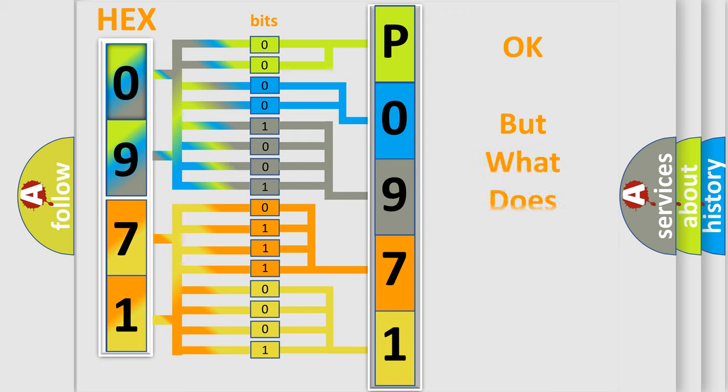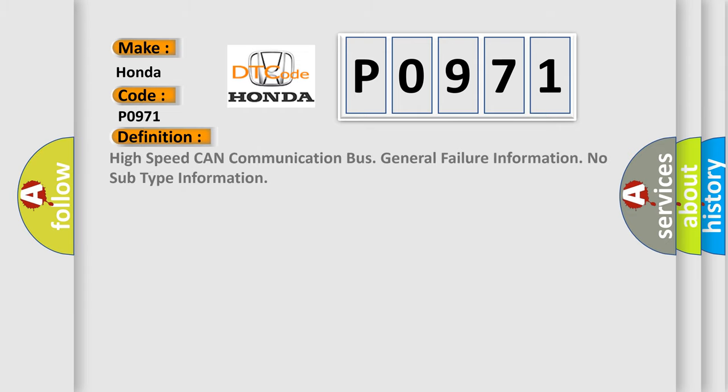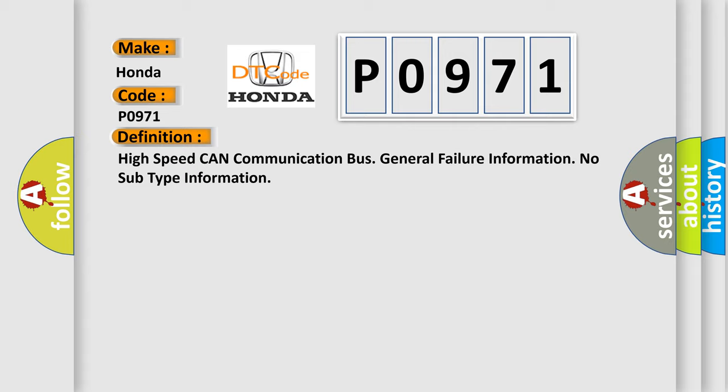The number itself does not make sense to us if we cannot assign information to what it actually expresses. So, what does the diagnostic trouble code P0971 interpret specifically for Honda car manufacturers? The basic definition is high-speed CAN communication bus general failure information, no subtype information.